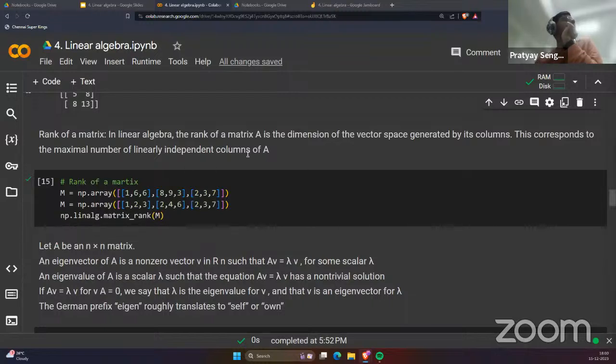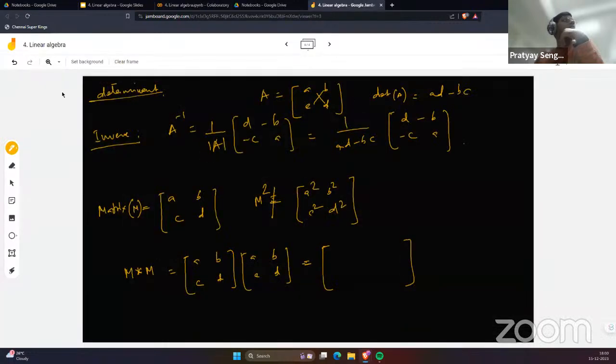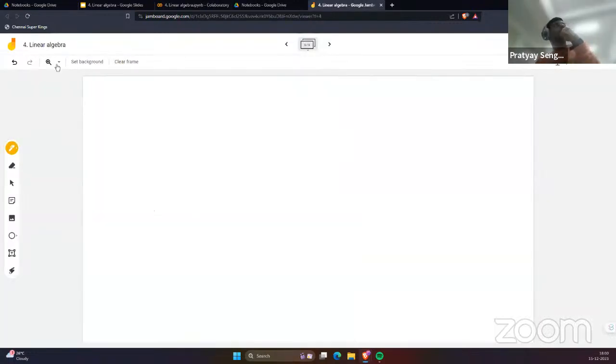Okay, so let's start again. We will be starting with rank of the matrix. So what is the rank of the matrix? Rank in linear algebra of a matrix is the dimension of the vector space generated by its columns. It corresponds to the maximum number of linearly independent columns. So what is that?